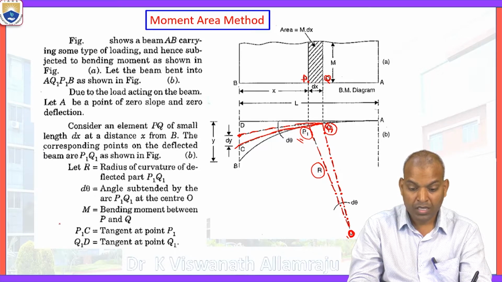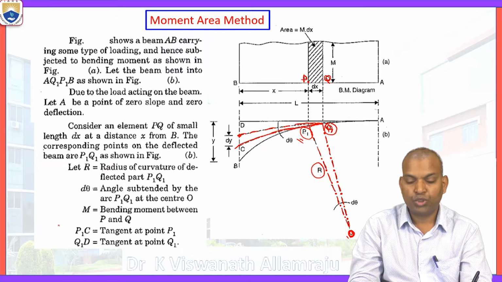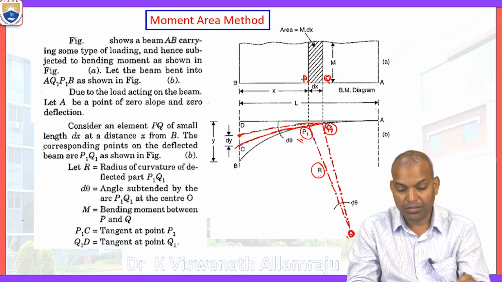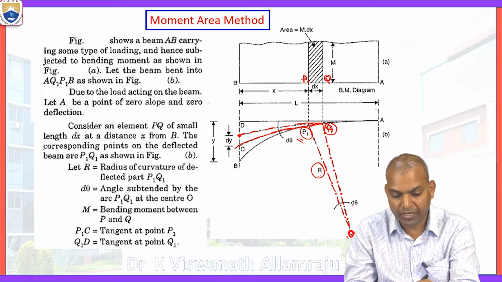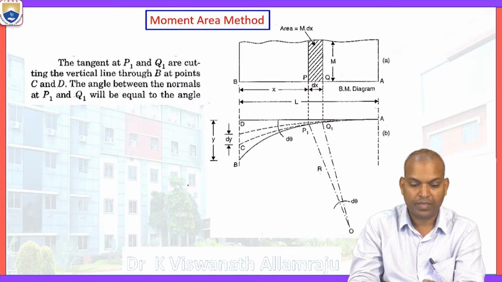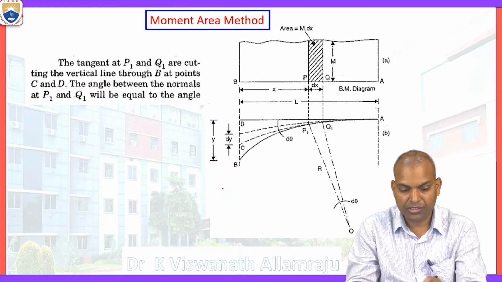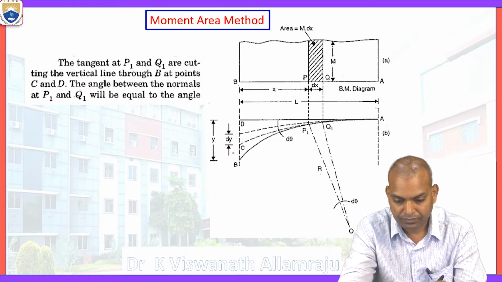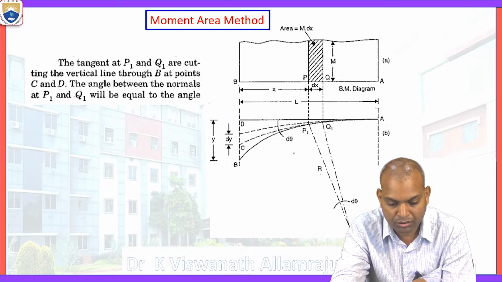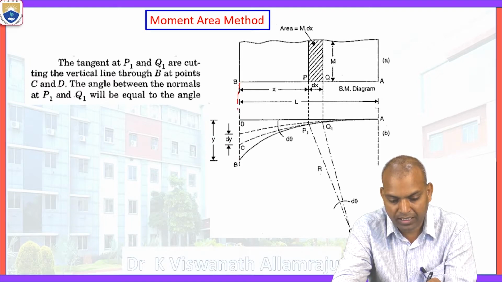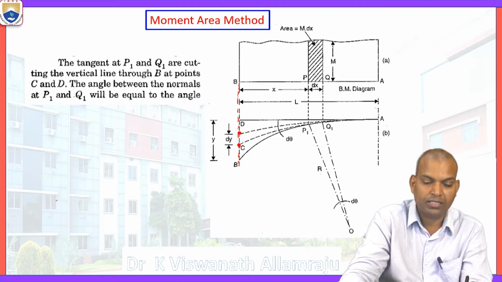Now, P1Q1 equals R d theta, the arc length. The slope between the two tangents is dy. The tangents at P1 and Q1 cut the vertical line through B at points C and D.